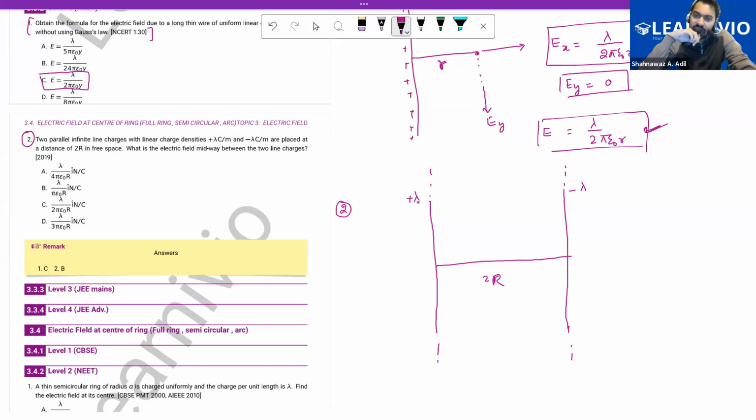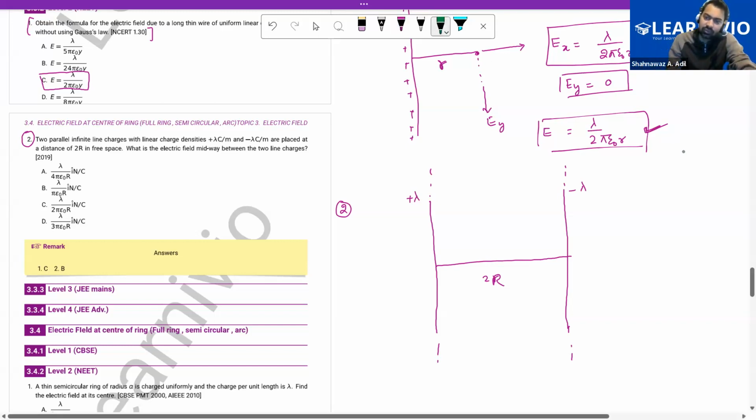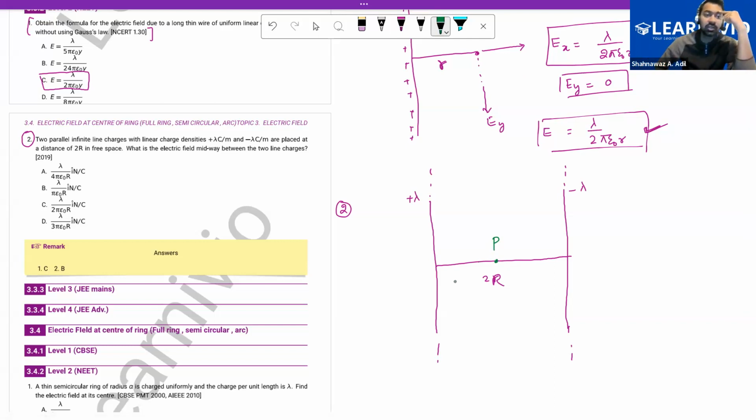So where do we have to calculate the electric field? In the middle, in the midpoint. So this is the point at which we have to calculate the electric field. How many contributions would be there at this point? From minus lambda and positive lambda, two contributions, from two line charges.